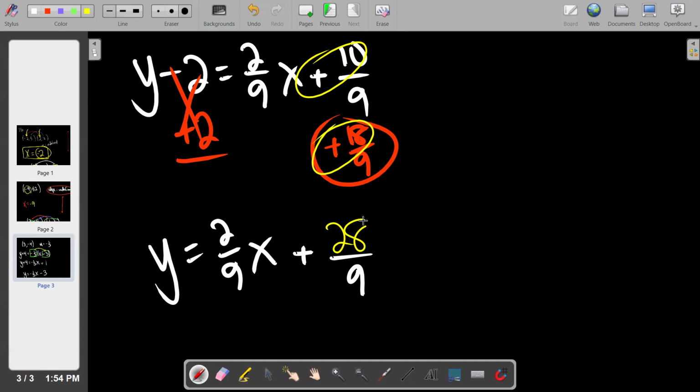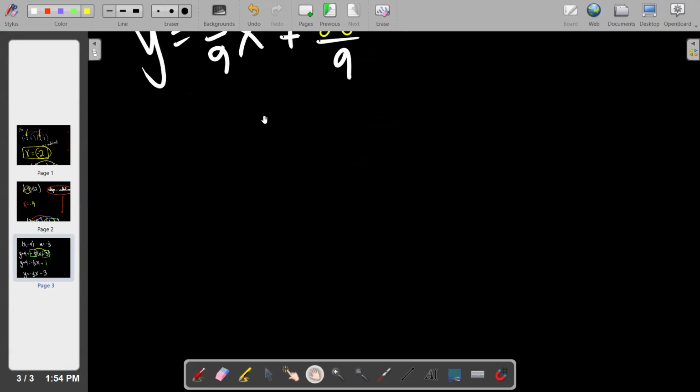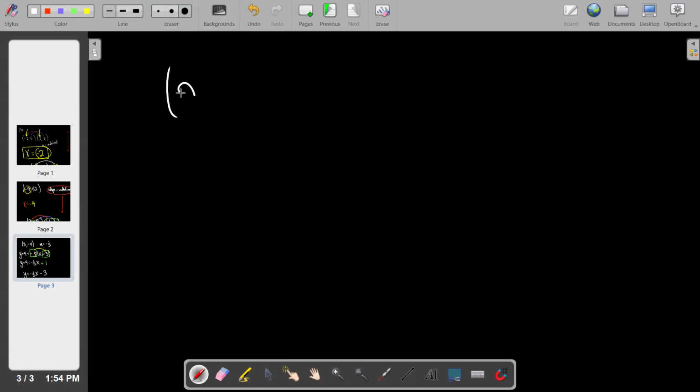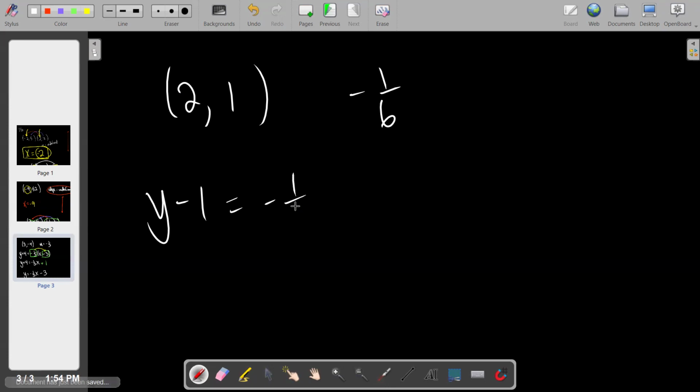Can we go over number 2 on Sheet 35? Of course, yeah. I'm a little low on time, but everyone's going to be respectful and not get up and make noise. We're going to try our best, okay? So we're going through the point 2, 1, and our slope is -1 over 6. So real quick, you should have Y minus 1 equals -1/6 of X minus 2. I assume you're good to there.